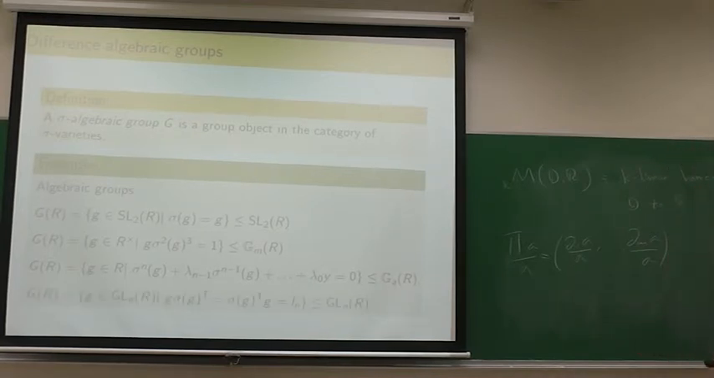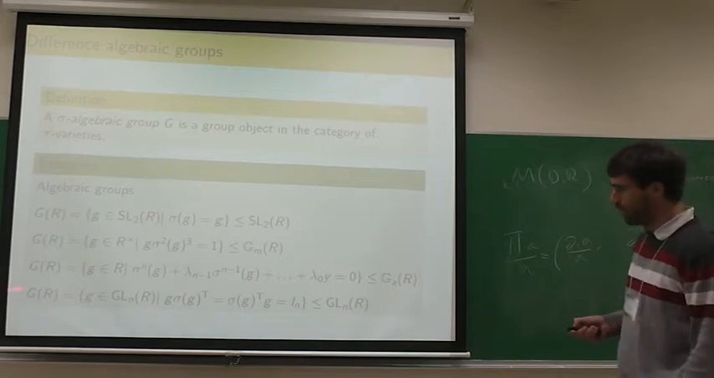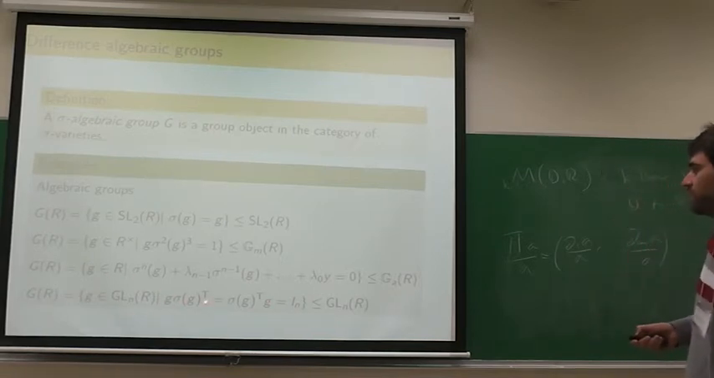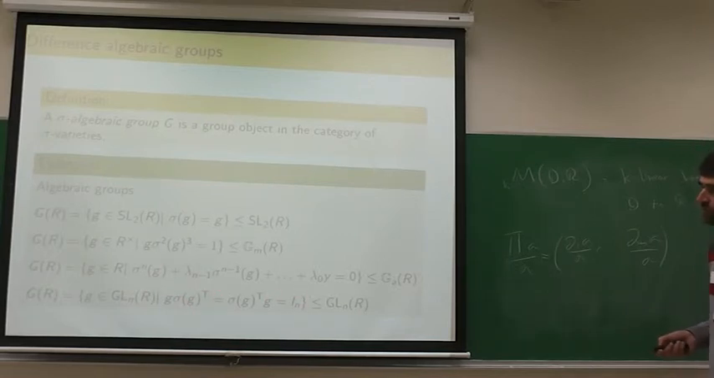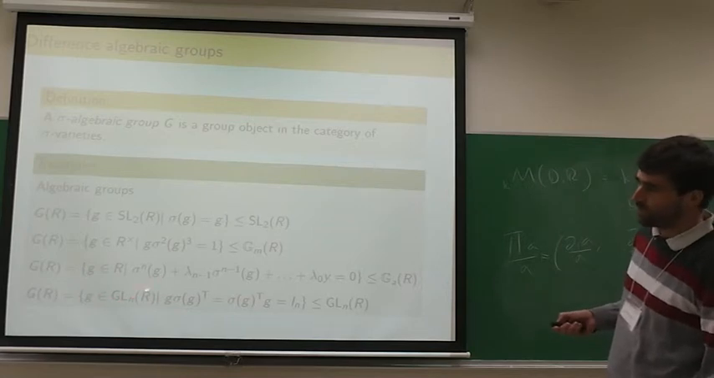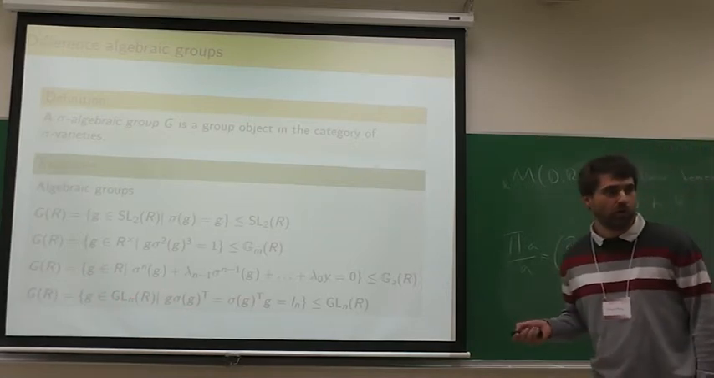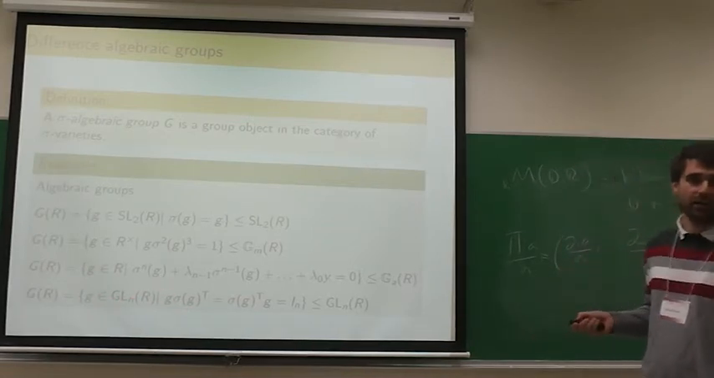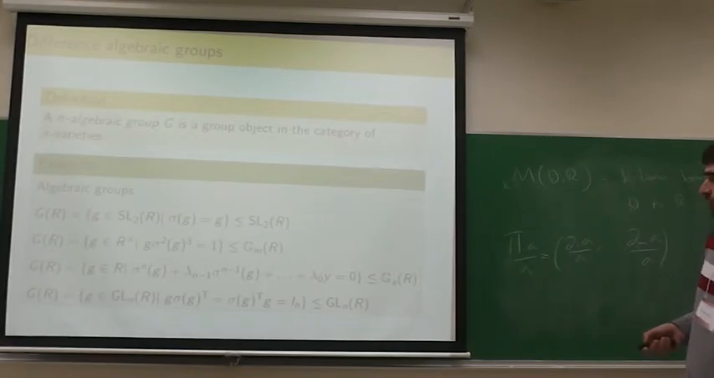And so the last example is something like the generic version of the unitary group, all invertible matrices such that G times sigma of G transposed is the identity matrix. And so you see, if you take here R to be the complex numbers and sigma the complex conjugation, you really get the classical complex unitary group.